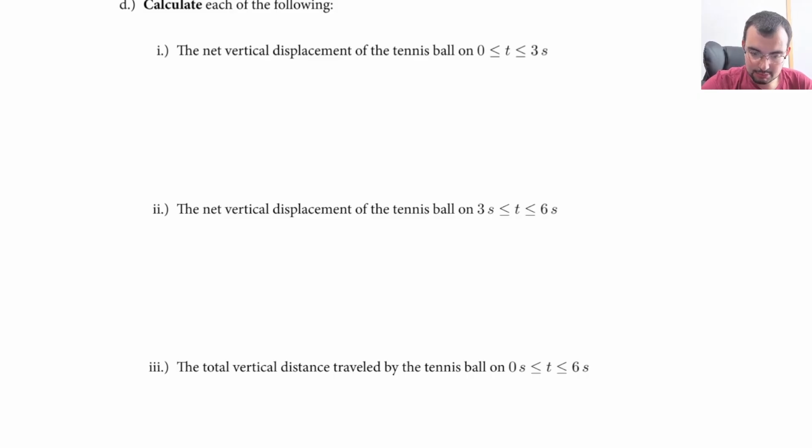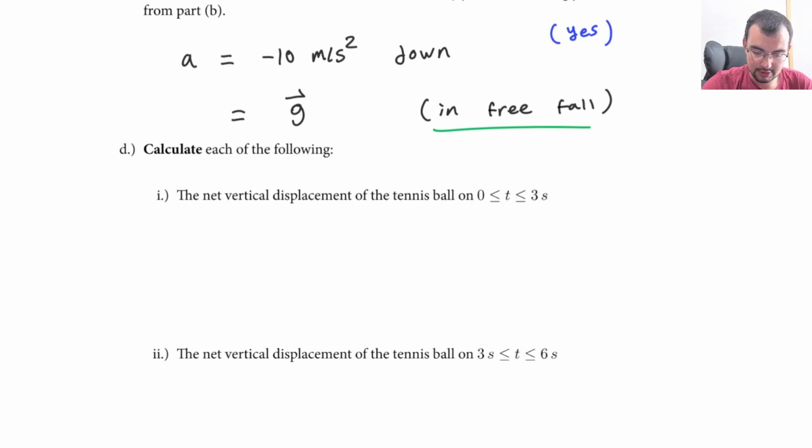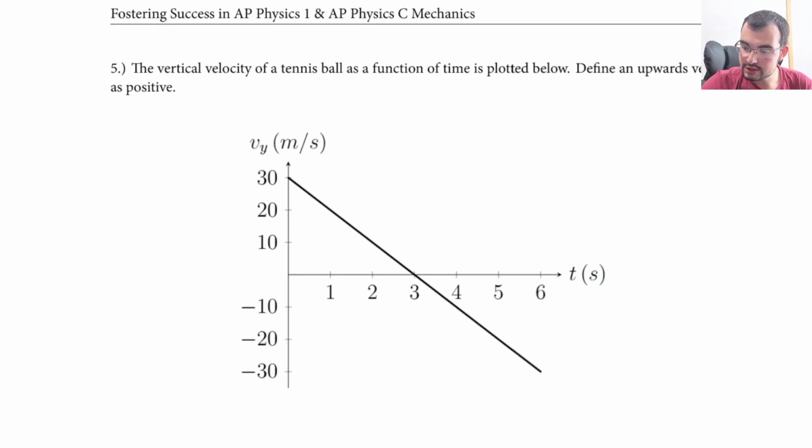All right, what's the vertical displacement on 0 to 3? What's the vertical displacement on 3 to 6? What's the total vertical distance on 0 to 6? Okay, so it is important that displacement is signed. So that matters here. So our first interval is from 0 to 3 seconds. We see that this is a triangle. So our area would be 1/2 times 30 times 3. So this would be our displacement. It is positive.